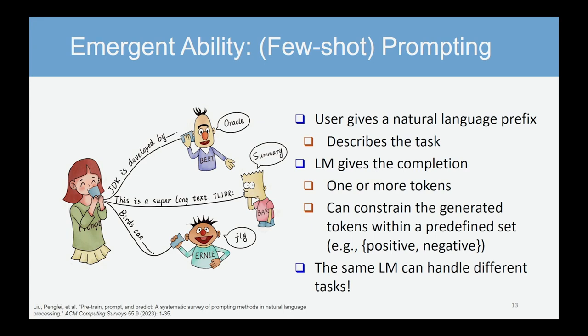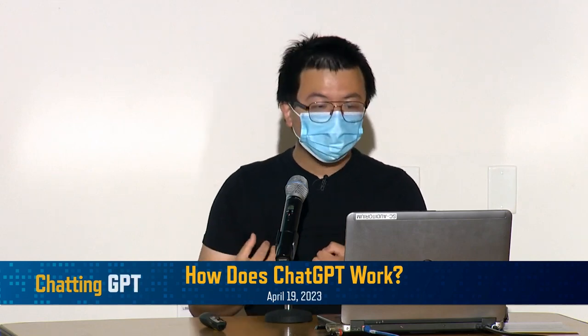The language model will give you a completion for this sentence. The completion can be one token or more tokens. Here, every token is kind of a word, but it's usually smaller than a word. You can also constrain the generated tokens within a predefined set. If you're doing sentiment analysis, I can present a movie review to the model and ask, what's the sentiment here, ___? And when you collect the generation, you tell the model, I'm only looking for positive or negative.